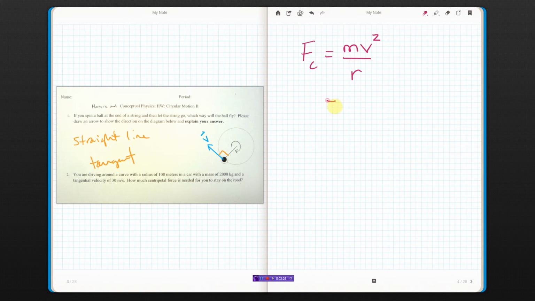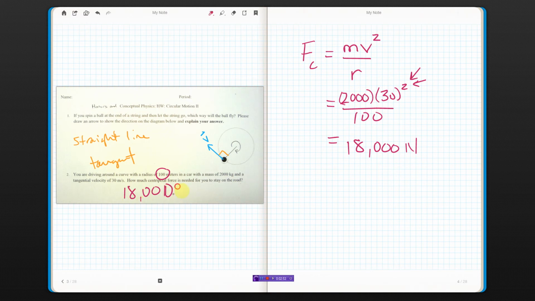So this car needs a centripetal force where the mass of the car is 2,000 kilograms. The velocity is 30 meters per second. Don't forget to square it. People always forget that. And then the radius is 100 meters. If you put all that in your calculator, you're going to get 18,000 newtons.